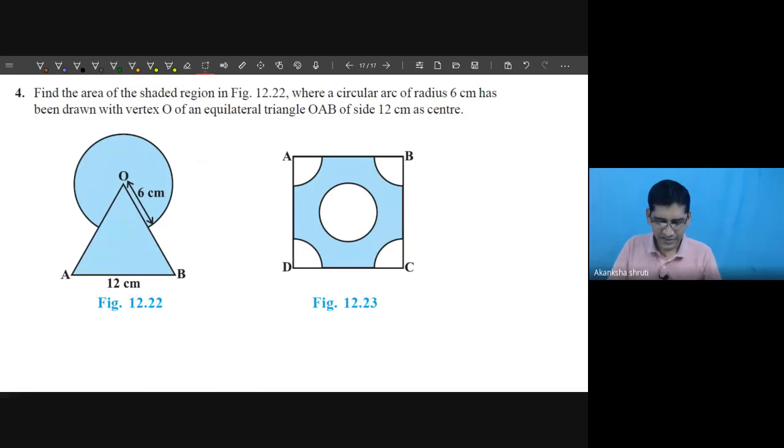Students, just tell me how we can get the boundary length for this 12.22 and the area. It's very easy. Find the area of the shaded region in 12.22, where a circular arc of radius 6 centimeter has been drawn over vertex O of equilateral triangle OAB with side 12 centimeter at the center.